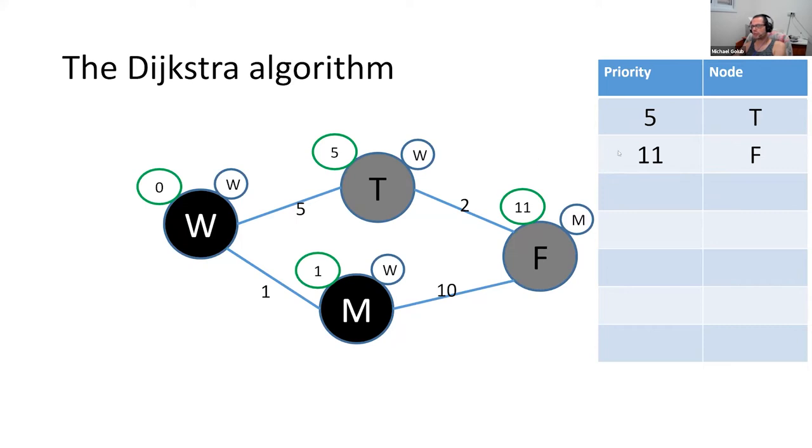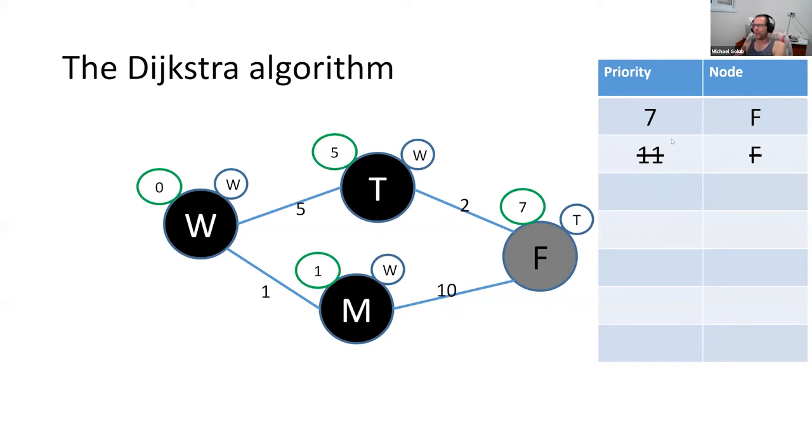Now the first item in the queue is T. We look at it. There are two neighbors. This one is already black, not interesting. This one is not black. So we say, hey, we now have a better path. Instead of 11, we have a path of 5 plus 2, 7, which is nicer. We put this information to the priority queue.